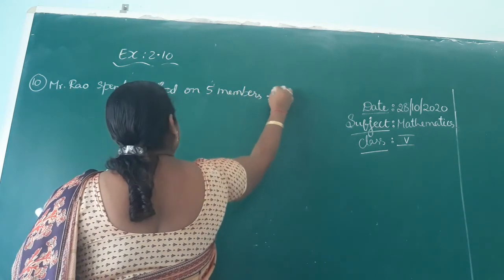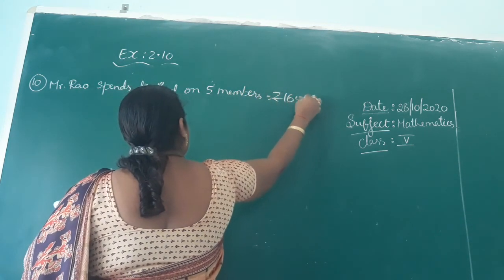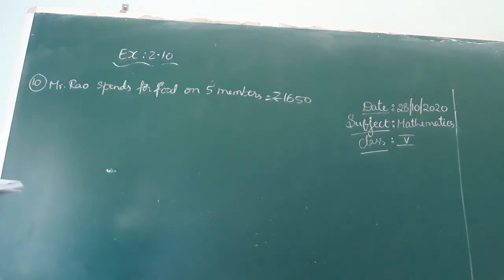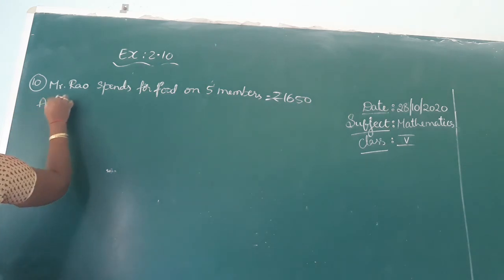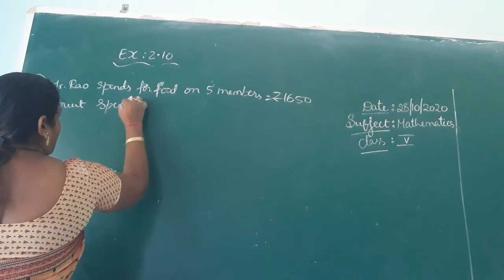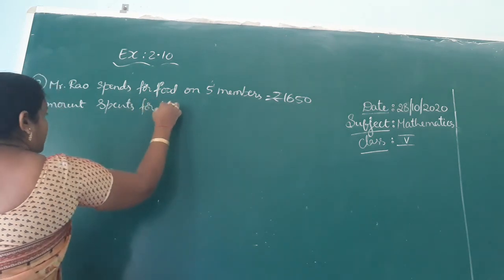For them, he will spend only for the food. He will spend 1,650 rupees. Now you have to find out how much amount he will spend for one person. Amount spent for one member.